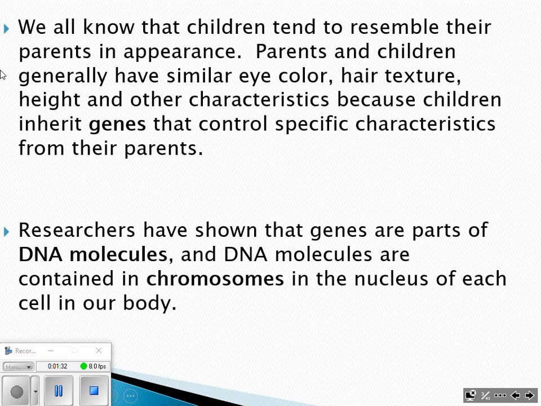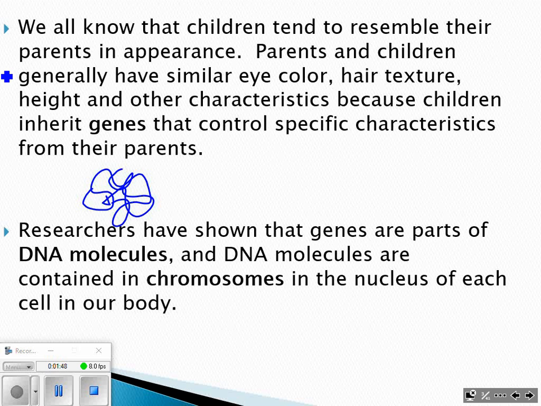So researchers have shown that genes are part of DNA molecules, and DNA molecules are contained in chromosomes that are found in the nucleus of each of our cell bodies. If you remember back to mitosis, I talked to you about the DNA, how it's all kind of unwound in the nucleus, right? And then in preparation for cell division, it starts to wind up into those kind of X's that we think of as a chromosome.